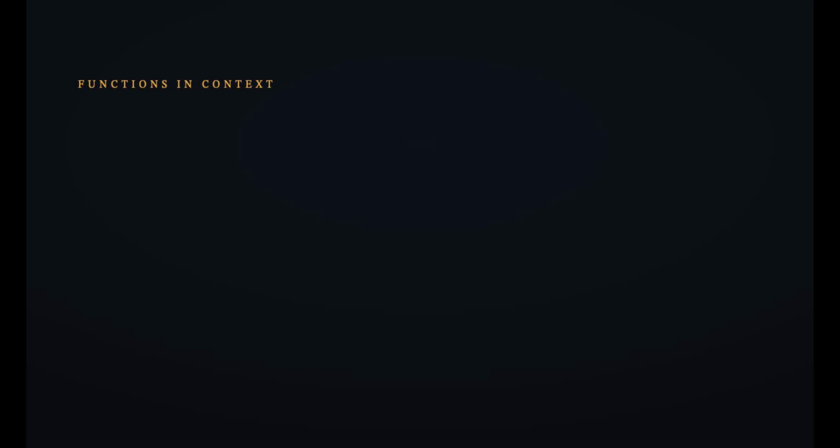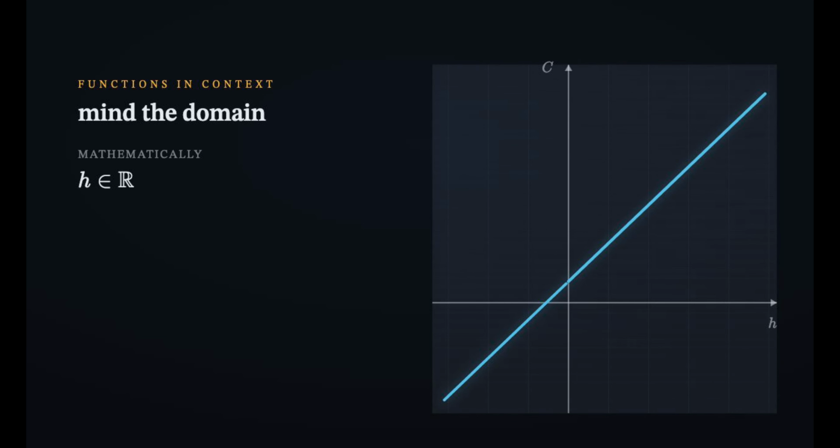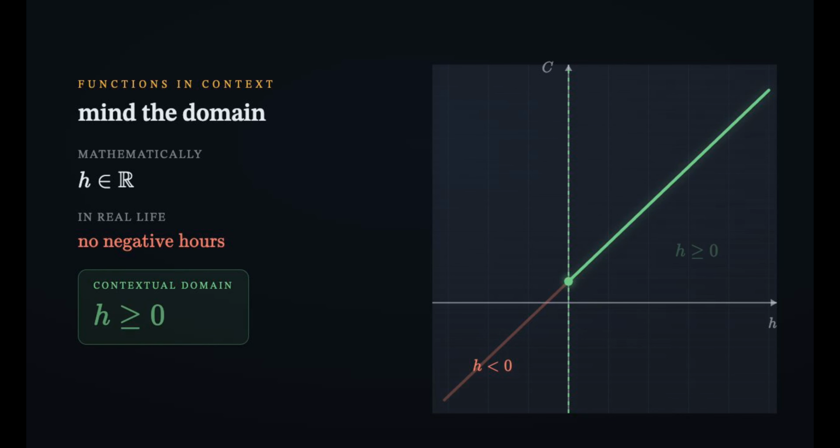When we use functions in context, we need to think about the domain. Mathematically, h could be any real number, but in real life, the plumber cannot work negative hours. So the contextual domain is h is greater than or equal to 0. This is important. In modeling questions, the HSC often cares about whether your answer makes sense in context.